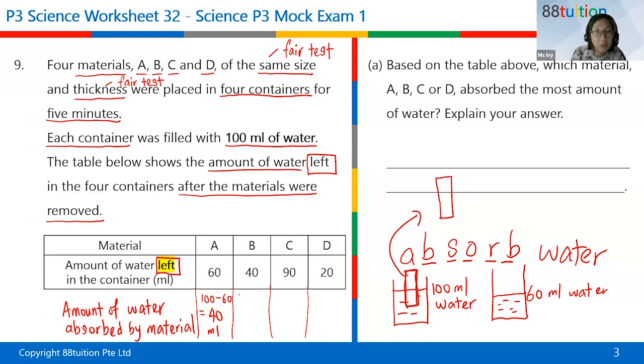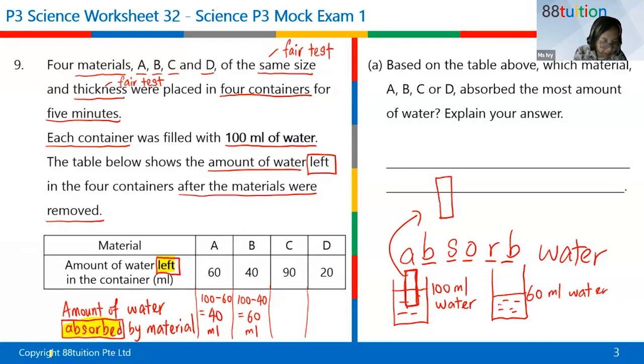So you use 100 minus 40, right? That will give you 60. Okay, so 60 ml of water was absorbed by the material. Are you able to follow? Let me know if you're not able to follow so that I can help you.